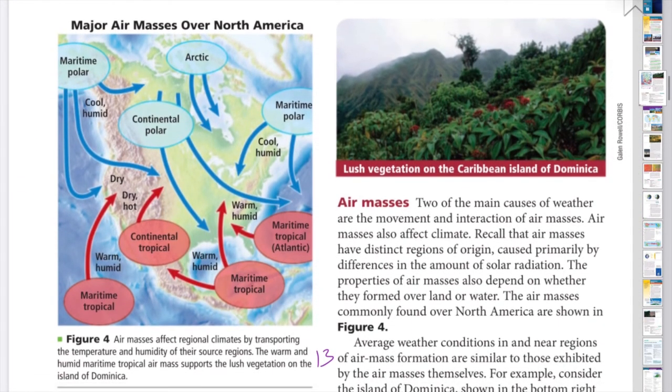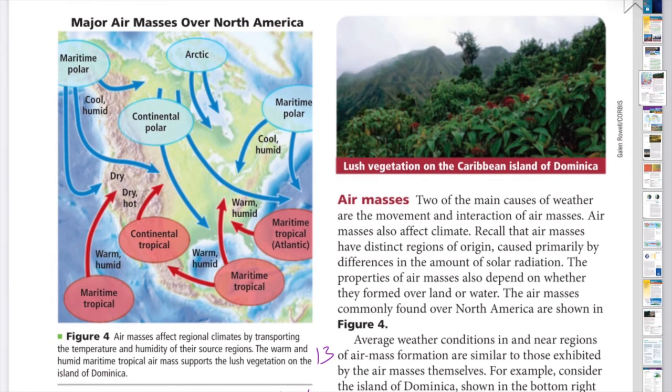All right, air masses. Two of the main causes of weather are the movement and interaction of air masses. Air masses also affect climate. Recall that air masses have distinct regions of origin, caused primarily by differences in the amount of solar radiation. The properties of air masses also depend on whether they formed over land or water. The air masses commonly found over North America are shown in Figure 4.